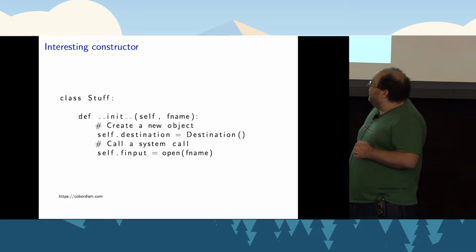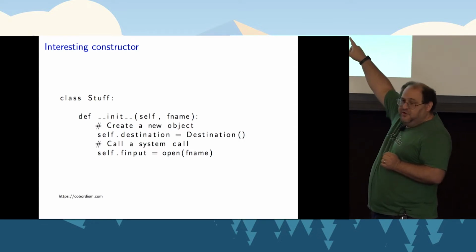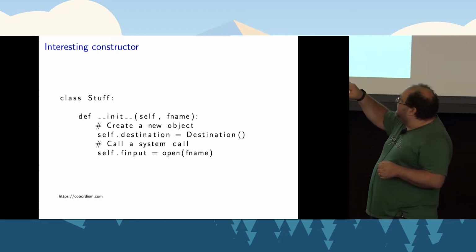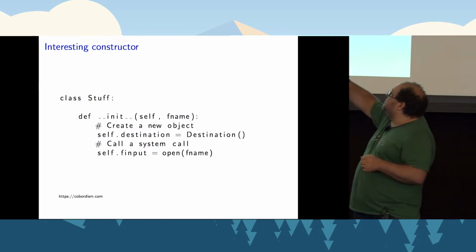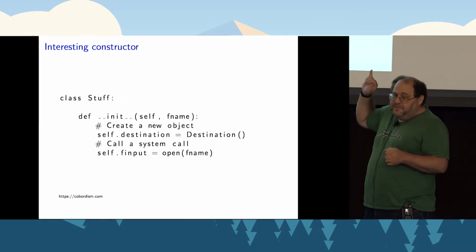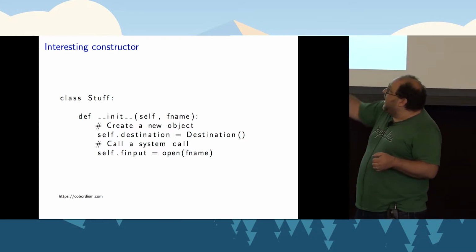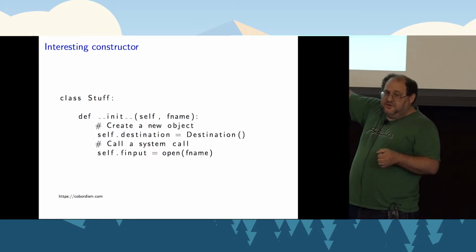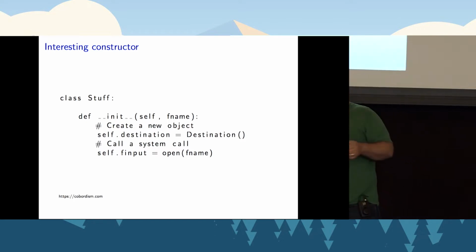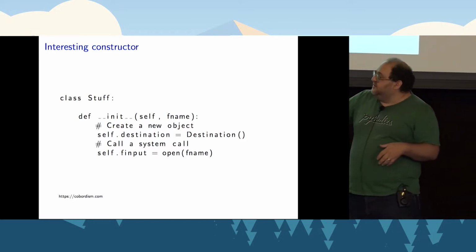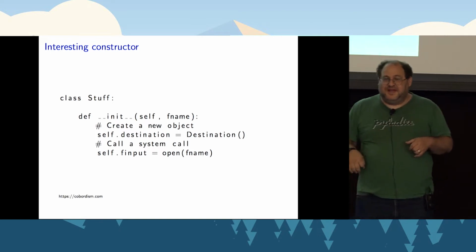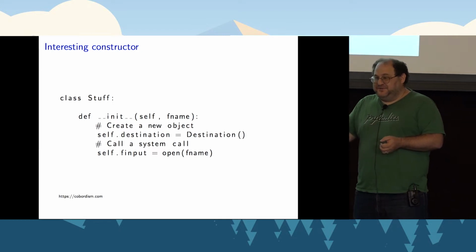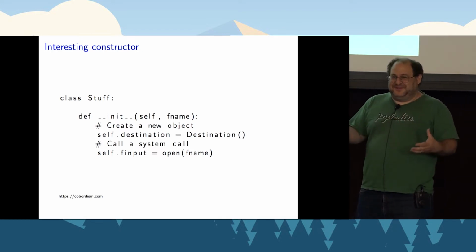And best of all, if the destination call succeeds and the f input, the open call, fails, you're left with an object of type stuff that has a destination attribute, but does not have an f input attribute. What does it mean? It means if you are civilized, the way I was not here because I'm trying to match my code to slides, and you wrote a wrapper method that is useful, that shows you what f input is, that method would fail because it would try to access an attribute that doesn't exist.